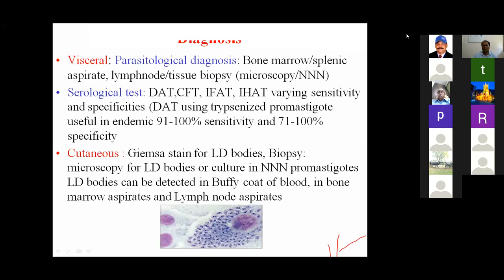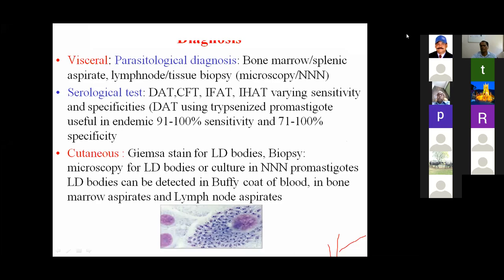Serological tests include the direct agglutination test, complement fixation test, immunofluorescent antibody test, and indirect hemagglutination test, with varying sensitivity and specificity. The direct agglutination test using trypsinized promastigotes is useful in endemic zones, where it has shown 91 to 100% sensitivity and 71 to 100% specificity. For cutaneous, Giemsa stain for LD bodies, Leishmania donovani bodies, is done. Biopsy is examined under the microscope for LD bodies, or cultured in Triple N media for promastigotes.